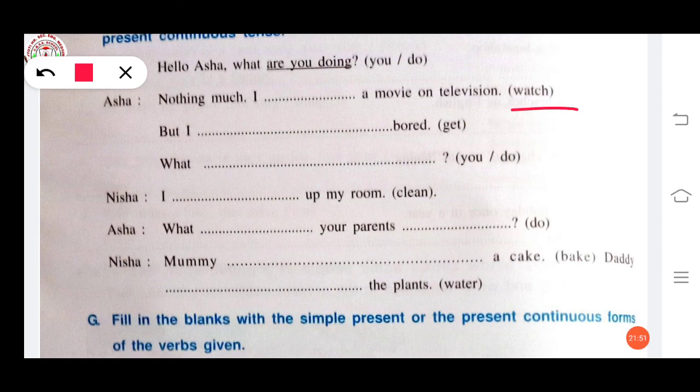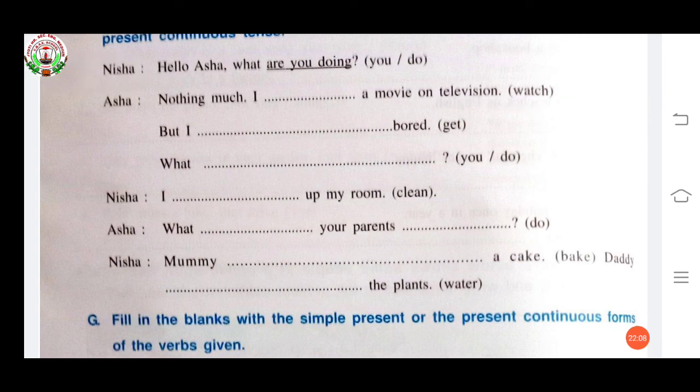I am watching. With watch you just have to add ing. Watch is the first form, and with the first form you have to add ing, so it becomes watching. I am watching a movie on television.